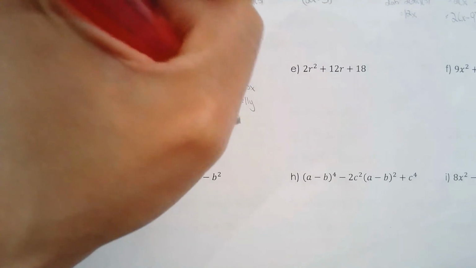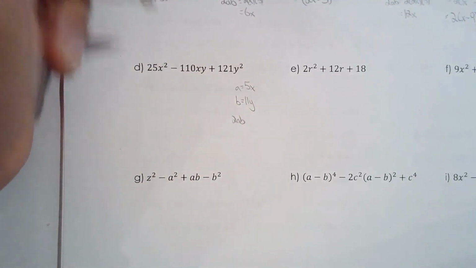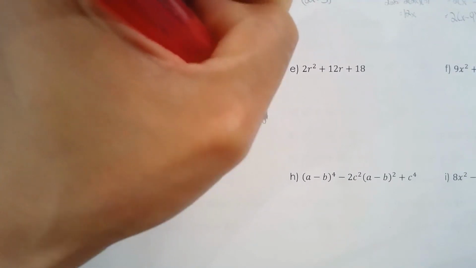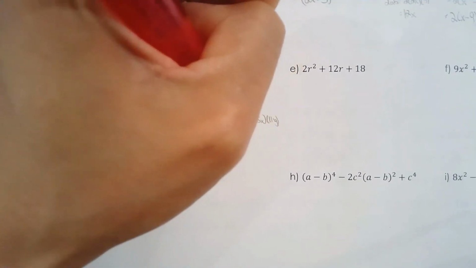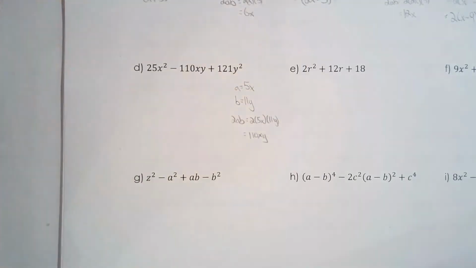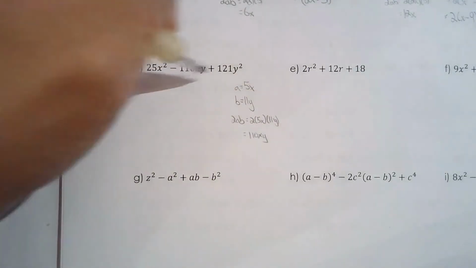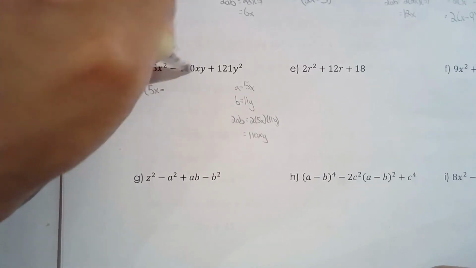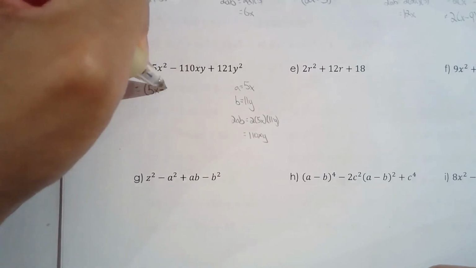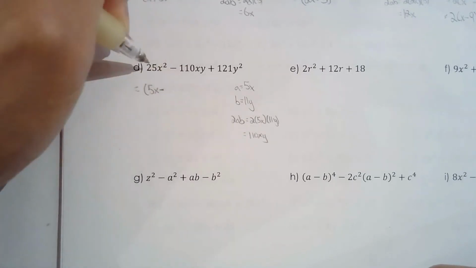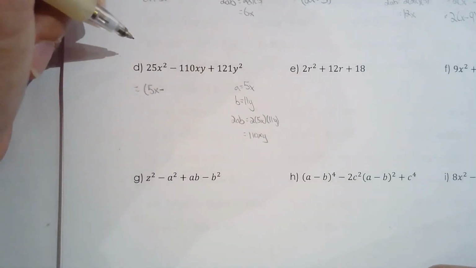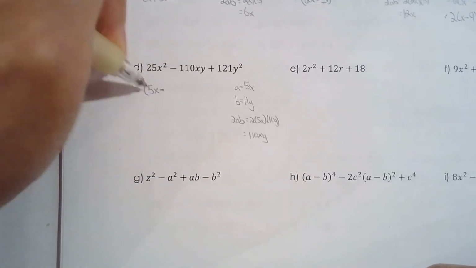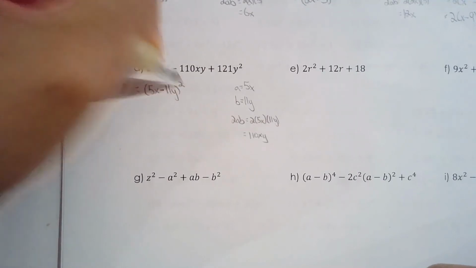What's 2ab? Is it negative 110xy, or is it 110xy? Let's see. It is, which means this is a perfect square trinomial. So 5x minus, because it's minus 110xy. This trinomial is in the form of a squared minus 2ab plus b squared, which means I can factor it to a minus b all squared, which in this case is 5x minus 11y all squared.